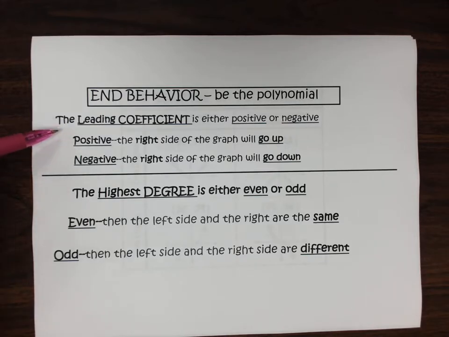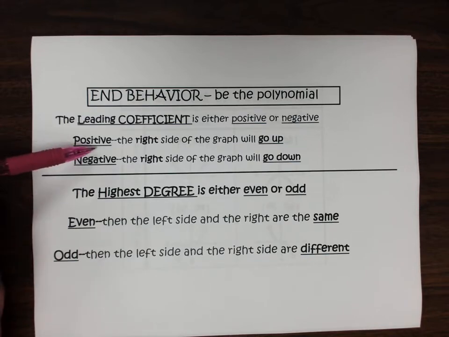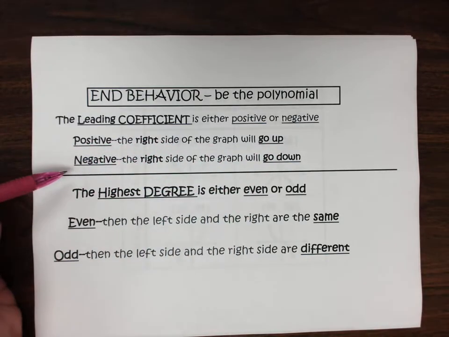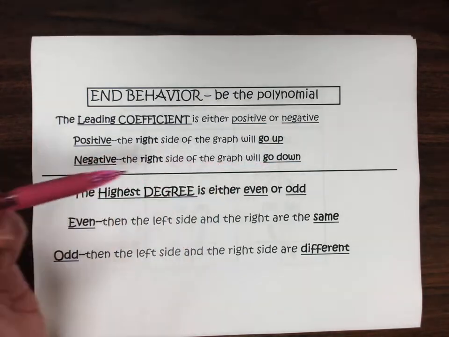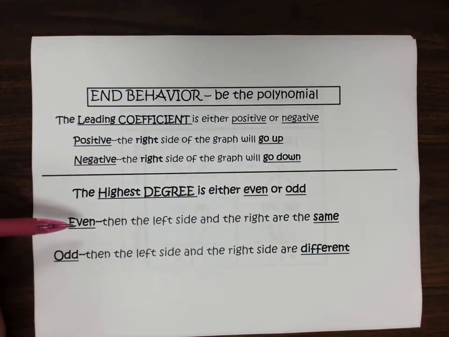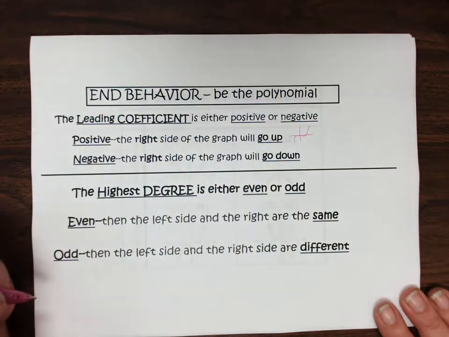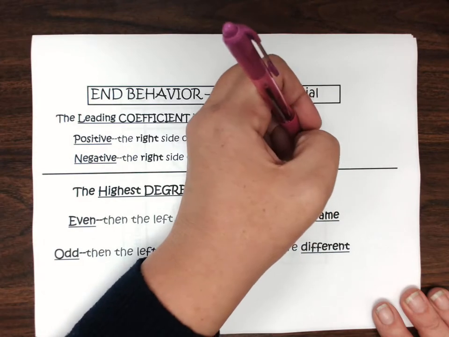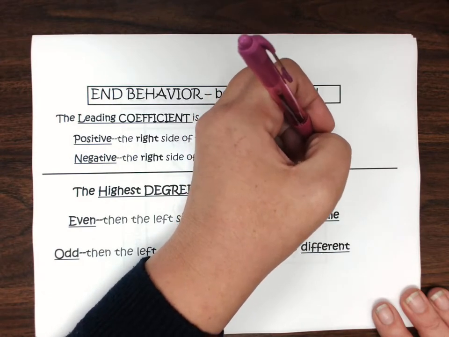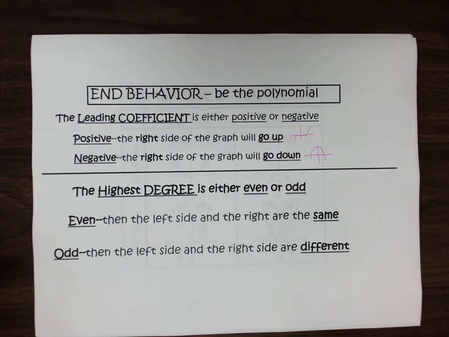Okay, so you have two options for this leading coefficient. It's either positive or negative, right? So whatever is that value that's out in front of our largest variable, if it's positive, then the right side of the graph will go up, and if it's negative, the right side of the graph will go down. So if we have a positive function, it's going to be something that's looking like this, where it's coming up. And if we have a negative leading coefficient, it could even be a parabola, right? But on the right side, it's going to be going down.